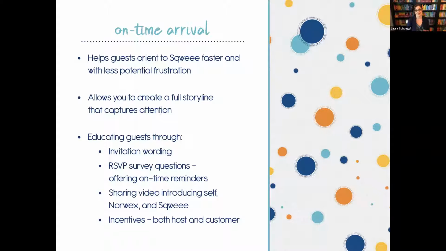One key difference that you're going to see me talking about a lot today is on-time arrival. Because of everything we just discussed, the fact that we're showing up, that we're together, that we're watching things together, that it is really a social experience, those are all reasons that it's important that guests arrive on time. We don't want them to miss anything, but because Sqweee is still new to most people, we also want to give them the best odds of orienting, with less frustration, by being there on time and getting their footing before you dive into the content. So that is one thing that is important about on-time arrivals, just helping them get oriented.